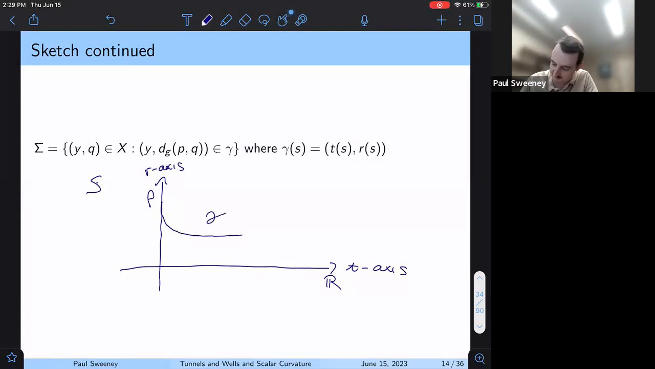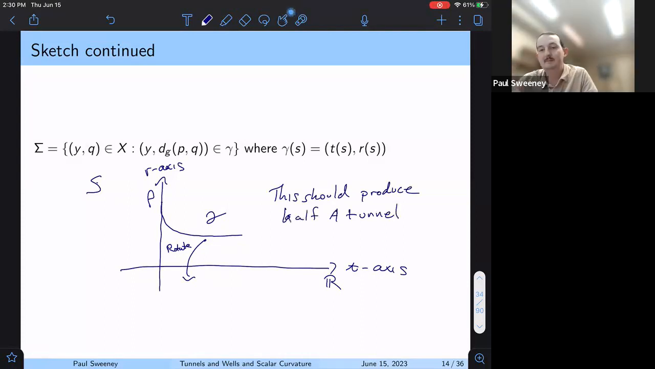Because when we rotate this around to get sigma, we'll have half a tunnel. This should produce half a tunnel. So this is what we're aiming for, a gamma that looks like this. And then you do the same construction on the other ball, and that gets half a tunnel, and you glue the two tunnels together. This is the overall picture of what you do.